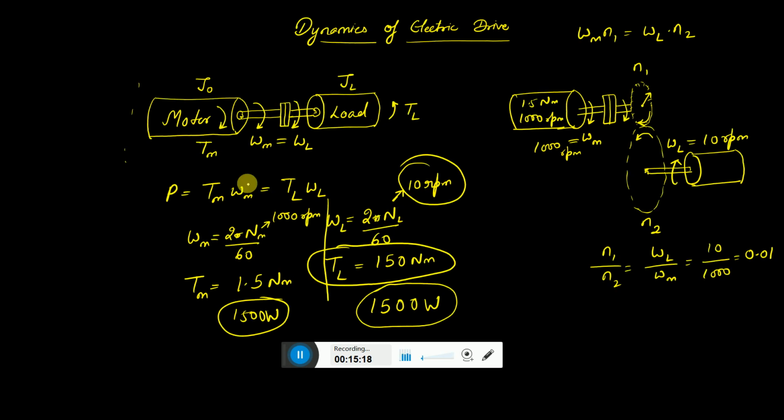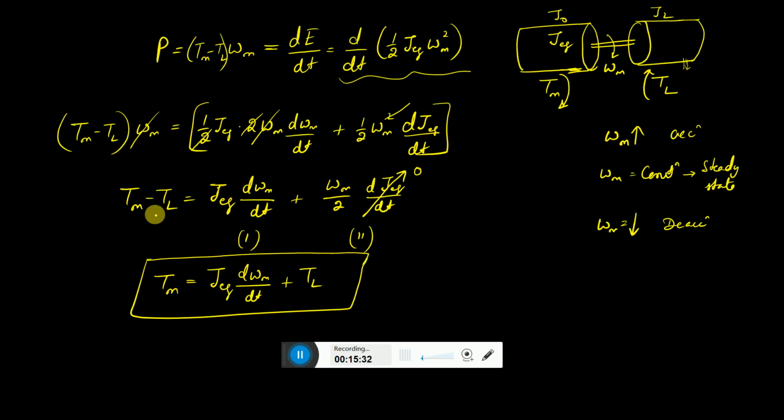So here we discussed why we need to have a coupling, and that power is equal to T into omega. Then we derived the dynamic equation, that is, the electromagnetic torque Tm minus TL is equal to J d omega m by dt. But in case the inertia is changing, the other term will also be there. So this is one. In the next video we will learn the 4-quadrant operation of the electric drive.